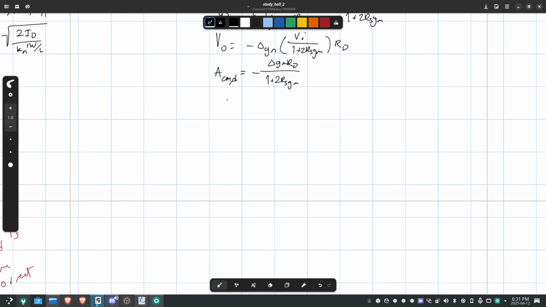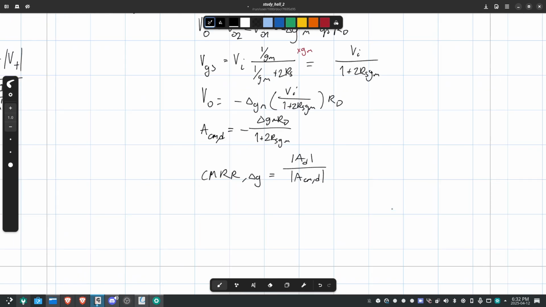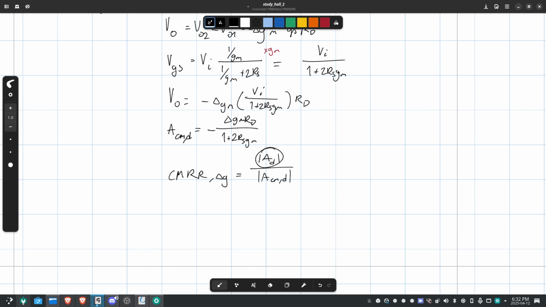So the other part is, what is a CMRR of delta G? It's going to be the absolute of AD over the absolute of ACMD. This is your working in differential, and this is working in common mode, right? So we know the bottom part, it's just the absolute value of it. But we need to find AD for this.